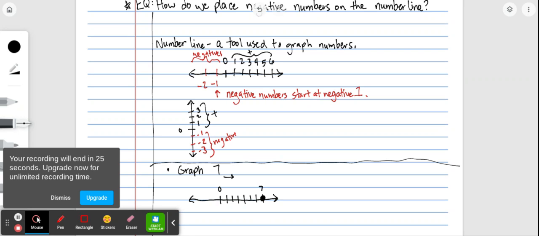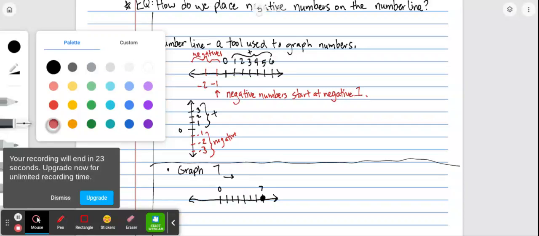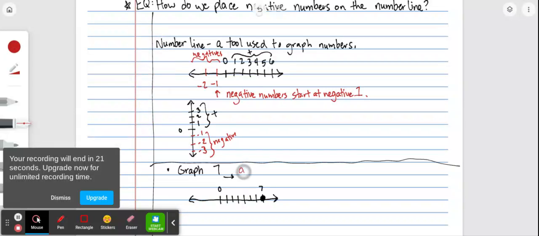Okay? Now, if I added its opposite, okay, the opposite of 7 from yesterday is -7. So now I've got to make tick marks to the left of 0 to get to -7. And I'll do that in the next video because I'm running out of time.